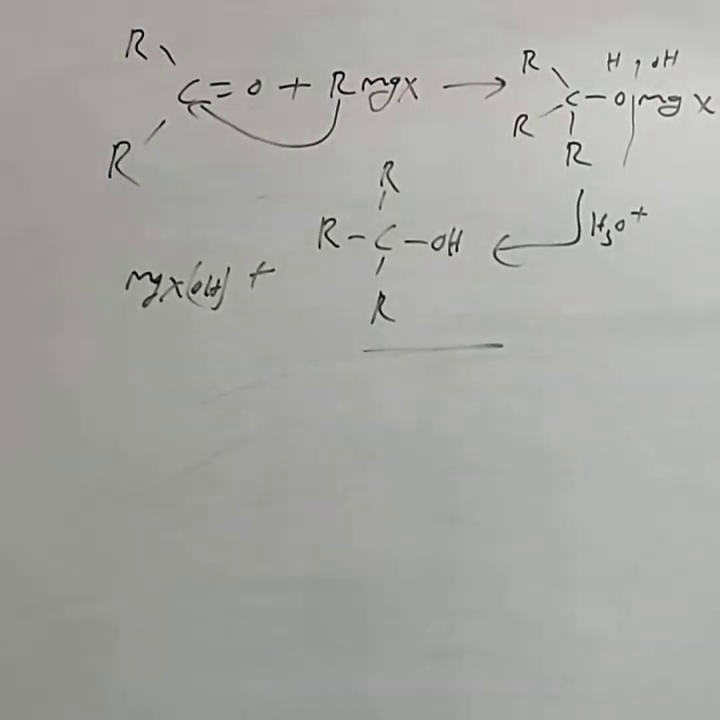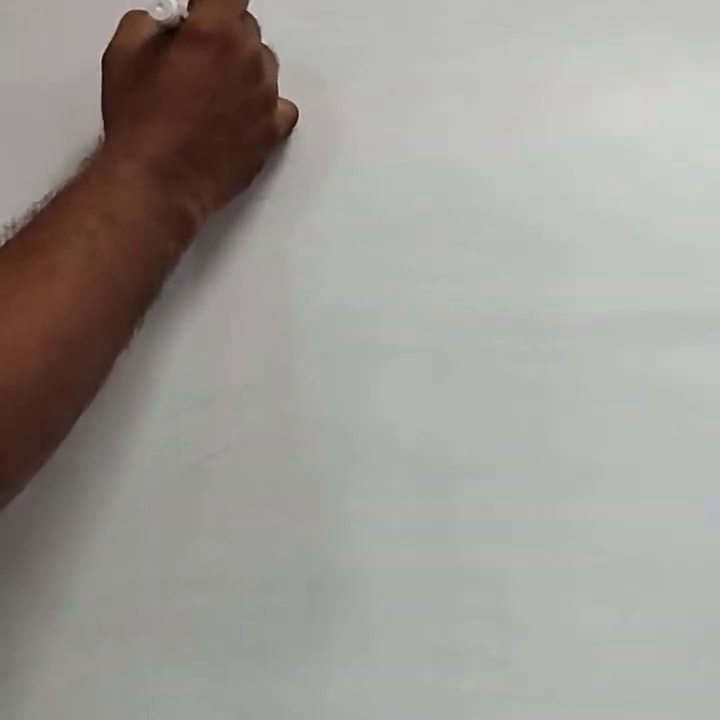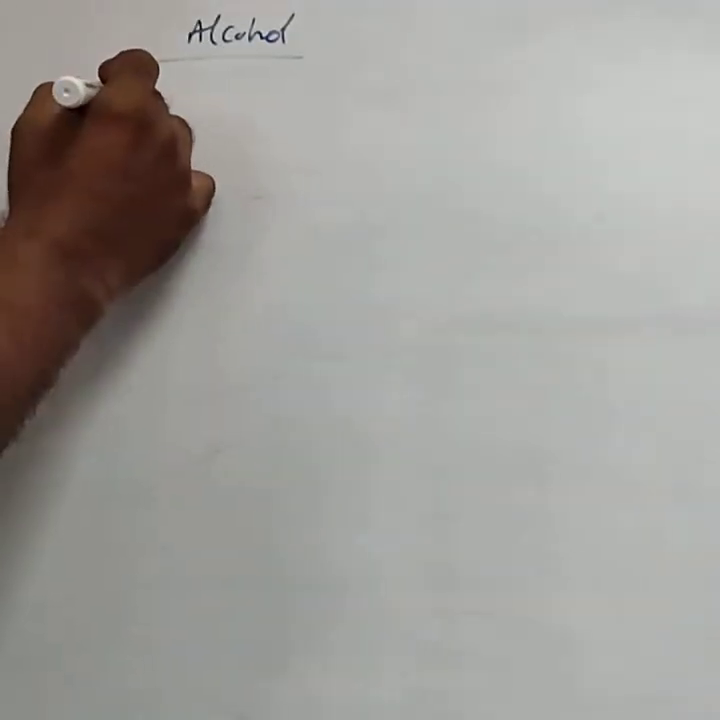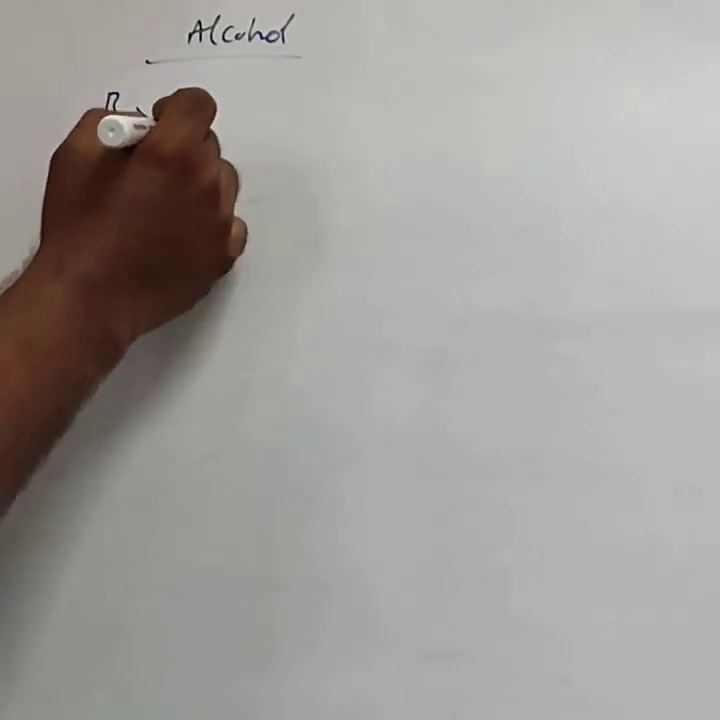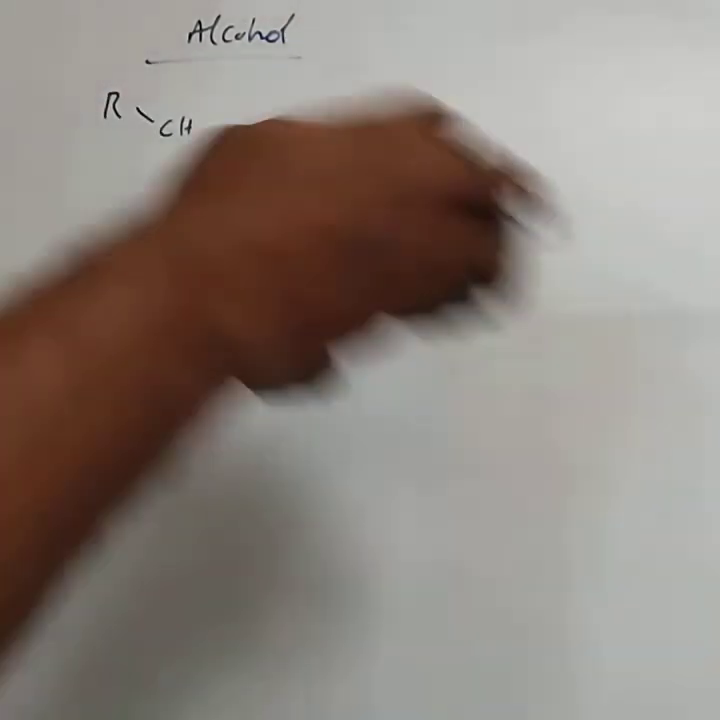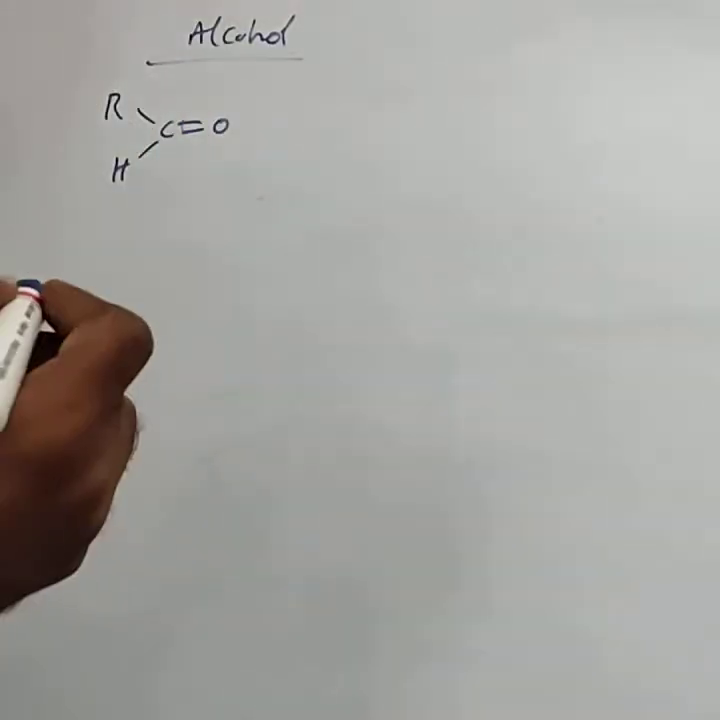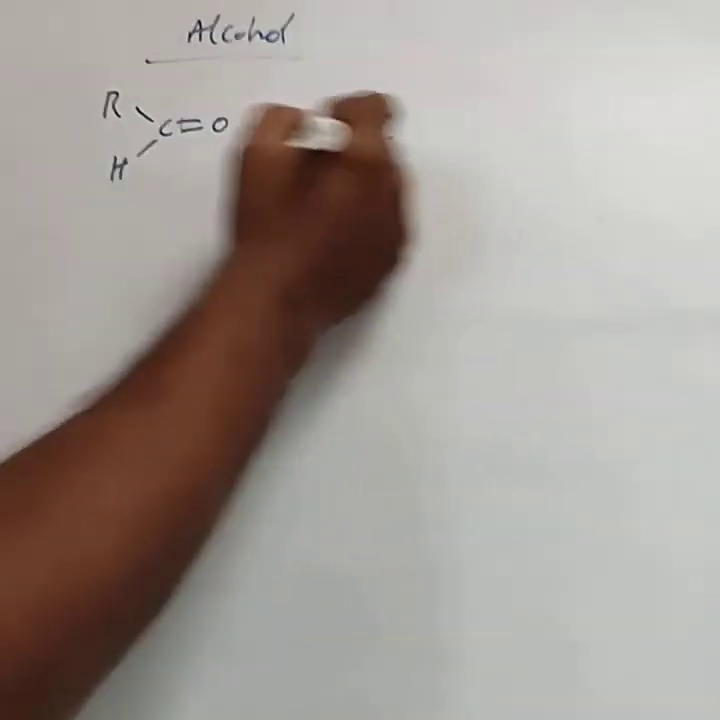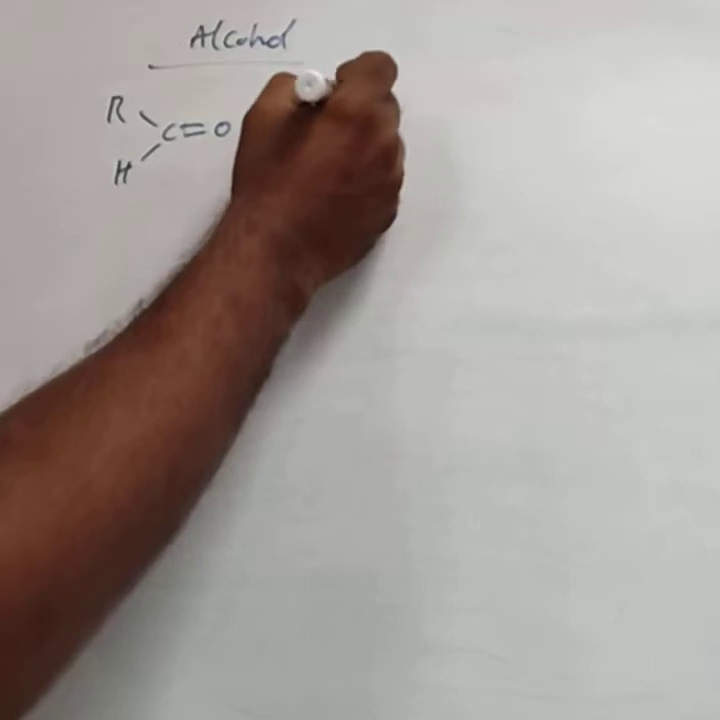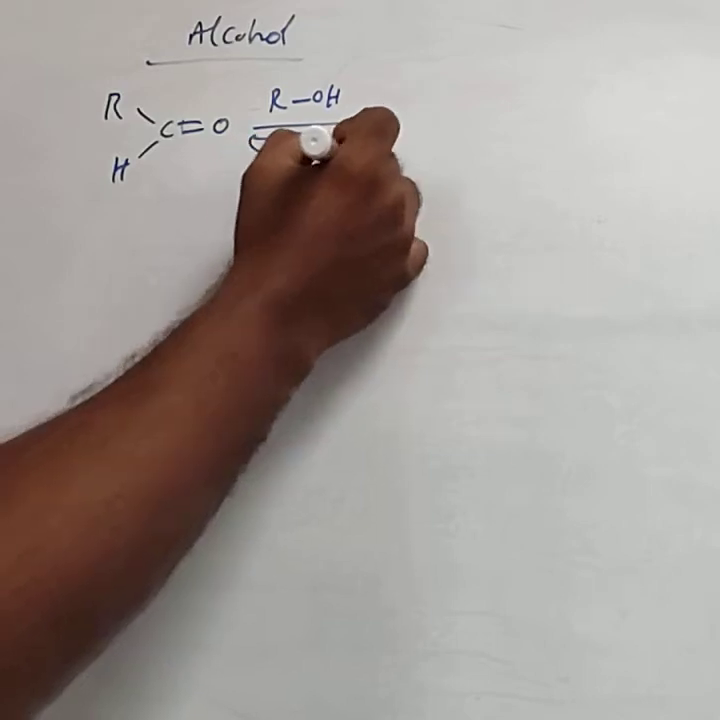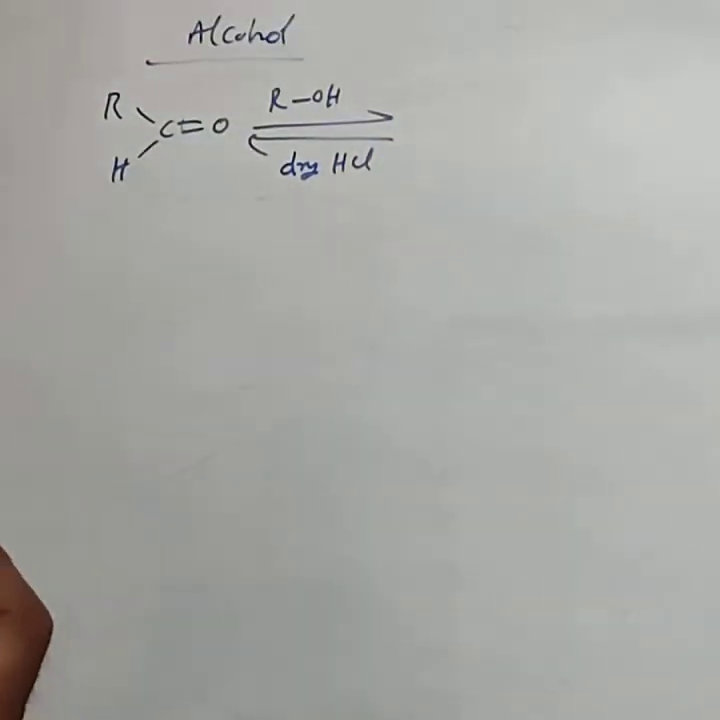This is about the reaction with Grignard reagent. Next we study the reaction with alcohol. Next one is reaction with alcohol. Consider aldehyde, RCH double bond O. The aldehyde reacts with one mole of alcohol, one equivalent of alcohol, in the presence of dry HCl gas.